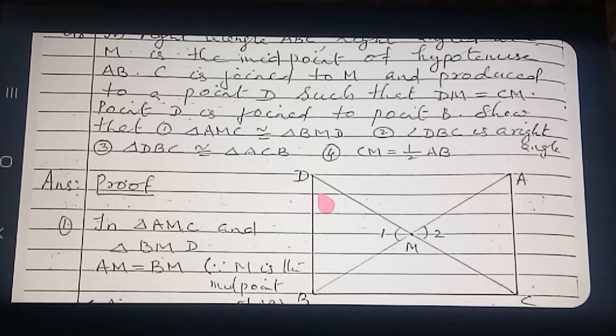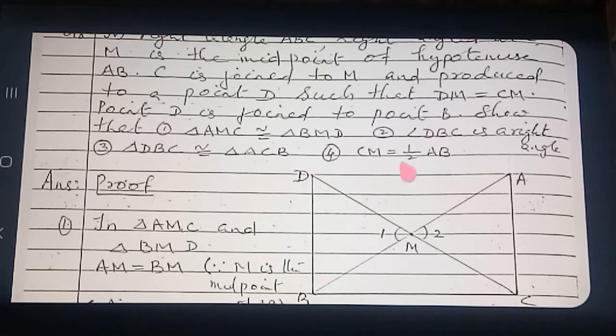It is also understood. So CM and MD are equal. The meaning is that M is the midpoint of CD also. In short, M is the midpoint of AB and M is the midpoint of CD. It is clear. Okay, is the diagram clear?